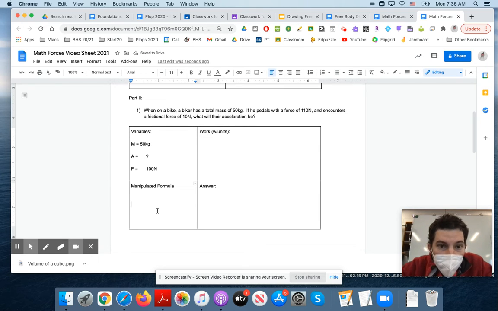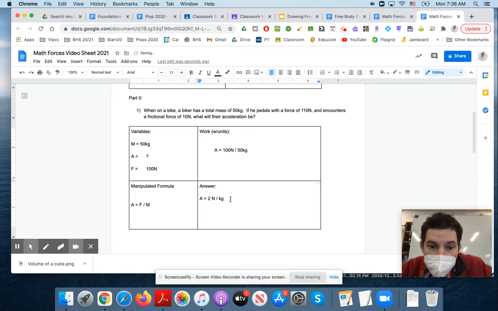So I know I'm solving for acceleration, which I know is acceleration equals f divided by m. I go ahead and work this out. So I get acceleration equals 100 newtons divided by 50 kilograms. And therefore, I get an acceleration of 2 newtons per kilogram.